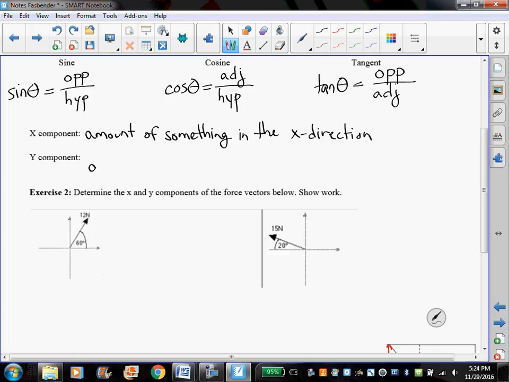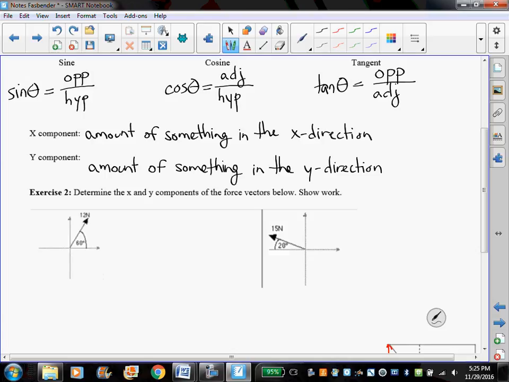And the y component is trying to describe the amount of something in the y direction. I say the amount of something because x component and y component can refer to anything. We could try to find the x component of displacement. We could try to find the x component of velocity.